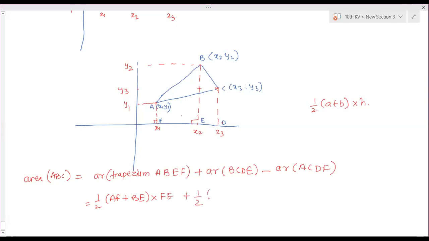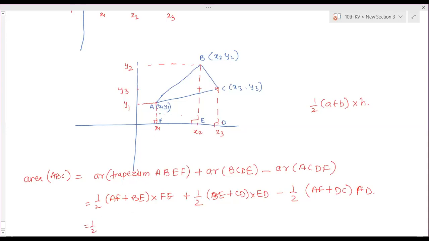Plus, for this one, the sum of parallel sides BE and CD, BE and CD are the parallel sides. So BE plus CD into height, which is ED, minus half of ACDF, parallel sides AF plus DC into height, which is FD.